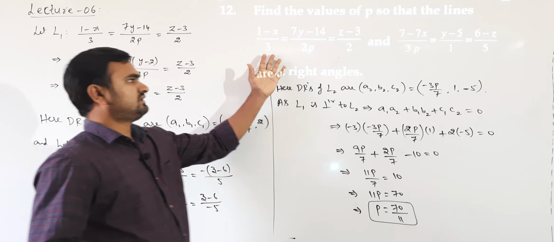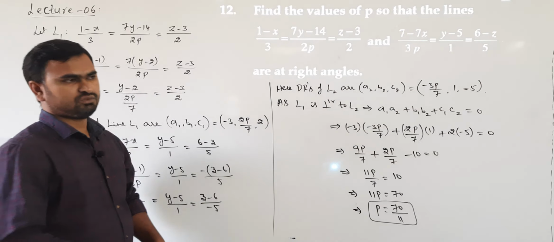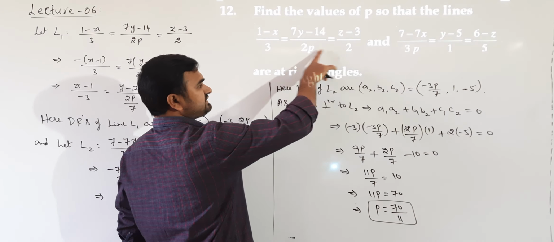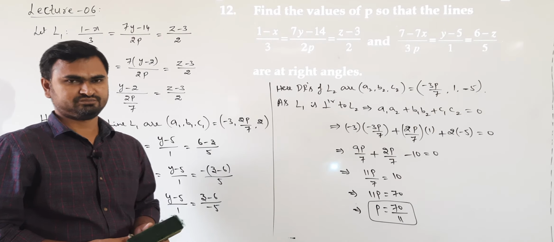Understand? Don't take a1, b1, c1, a2, b2, c2 directly as the given values. To take those DRs as a1, b1, c1, first you have to write the line equations in standard form. Then only can we take the denominators as DRs. Understand?